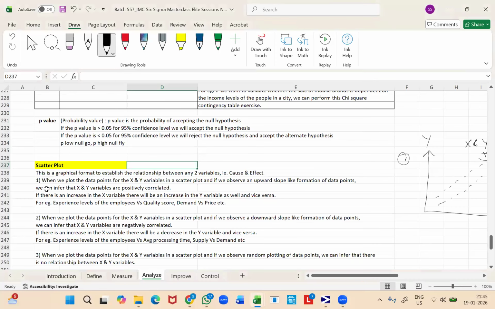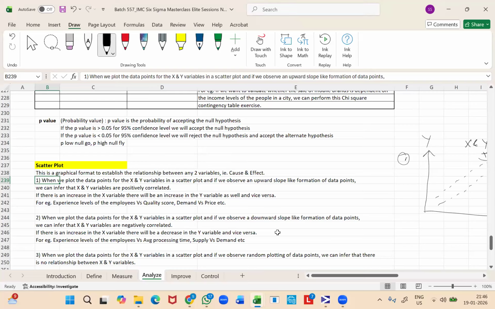So let us revise this once again quickly. So scatter plot, as I told you, is a graphical format for establishing the relationship between any two variables. Here we are talking about cause and effect. So what are the three scenarios that we can get in a scatter plot? So when we plot the data points for the x and y variables in a scatter plot, and if you observe an upward slope-like formation of data points, we can infer that x and y variables are positively correlated. What is positive correlation? If there is an increase in the x variable, there will be an increase in the y variable as well, and vice versa.